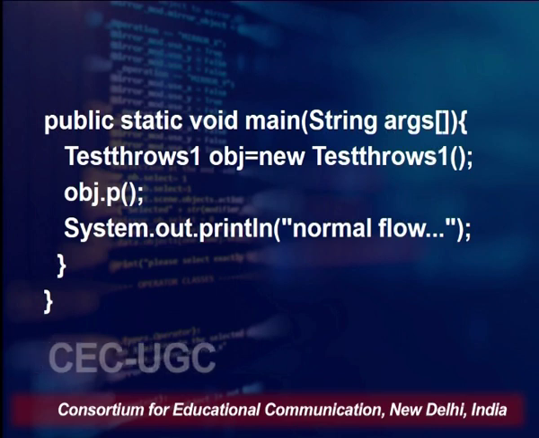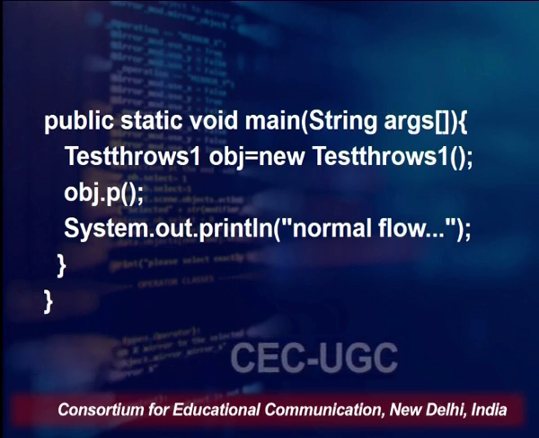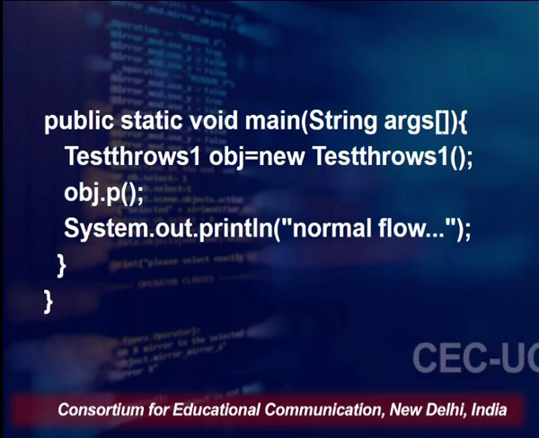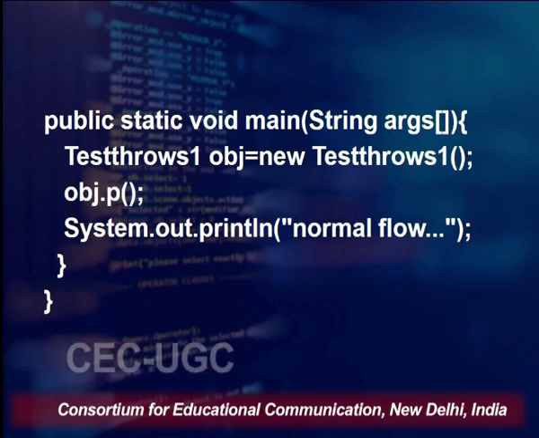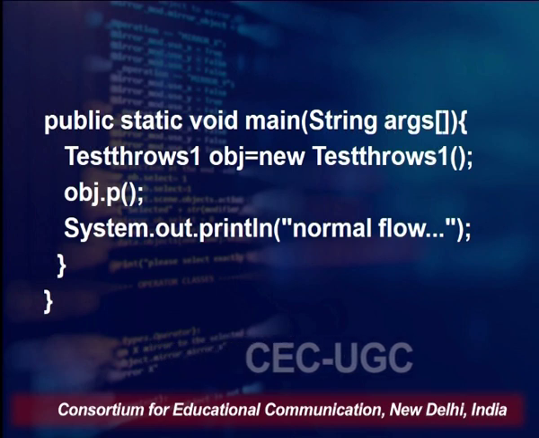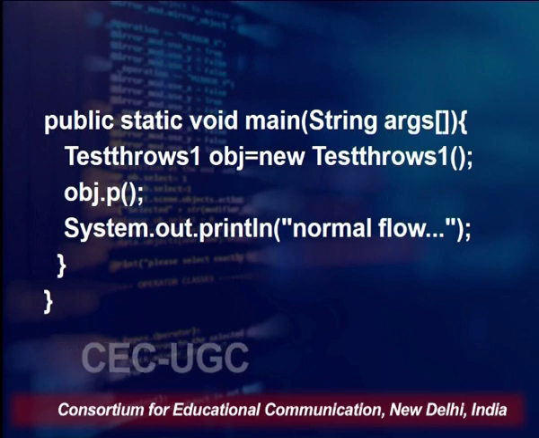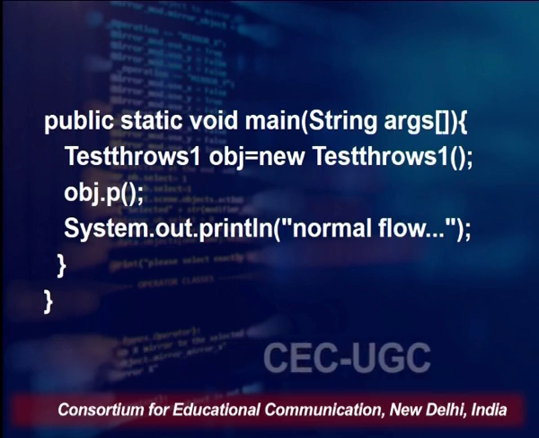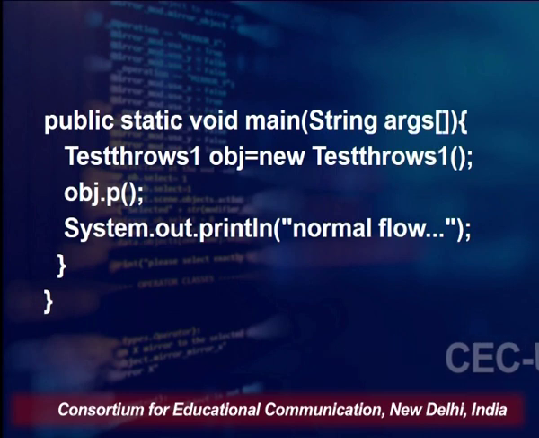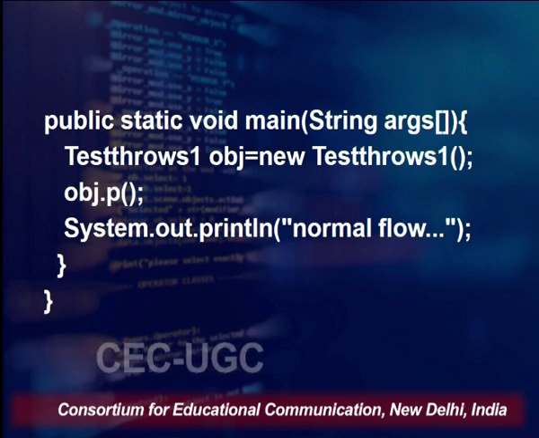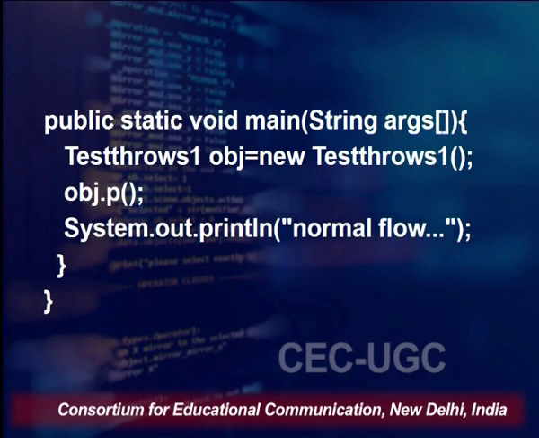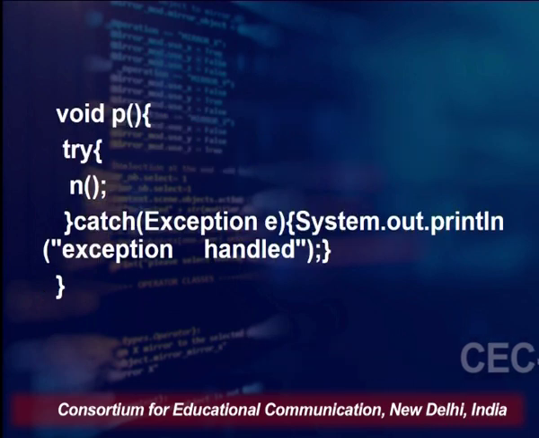So let us write that down. This main method creates a new object of that particular class, in which all these three methods n, m and p are declared. Then obj.p means we are calling method p with the help of the object variable created. Within p we have a try catch mechanism. This try is going to call this n method.